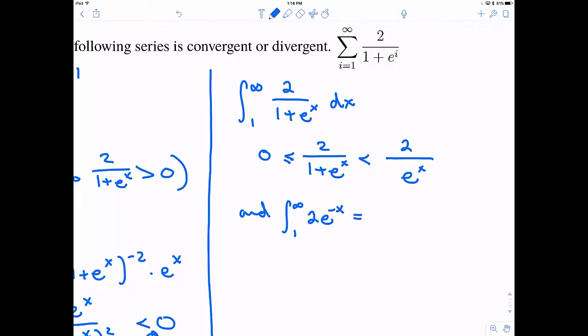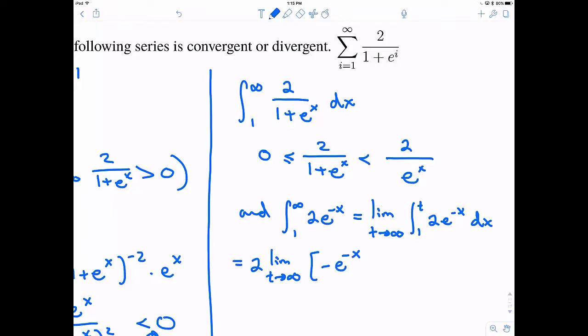Okay, so now what about this function? If I integrate 2 times e to the negative x, which is the same thing as 2 over e to the x, again, I'm going to be using my definition of improper integrals. So this is the limit. I can pull out this 2 as we see here. And now let's go ahead and evaluate this limit. So this is going to be negative e to the negative x, evaluated from 1 to t.